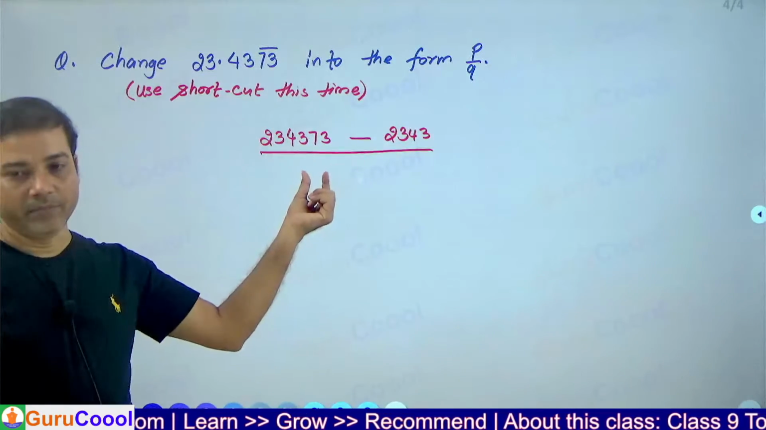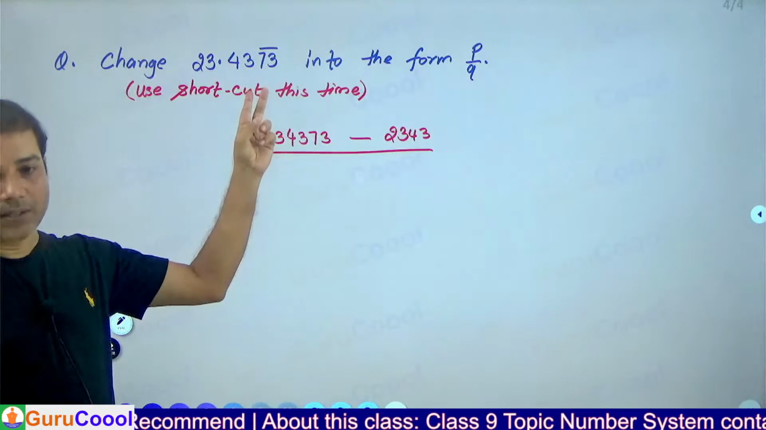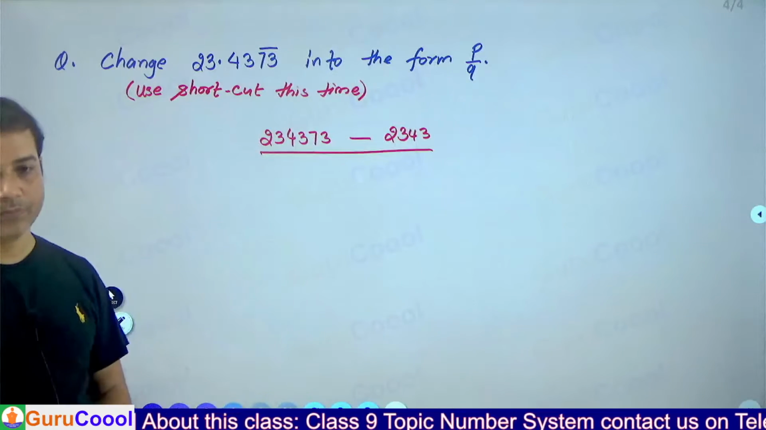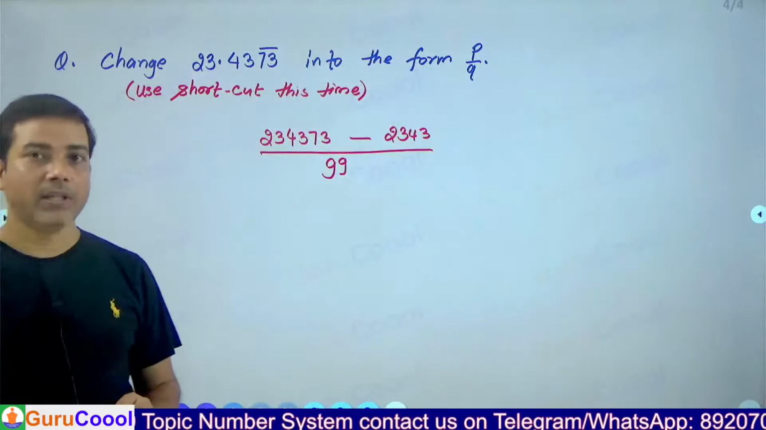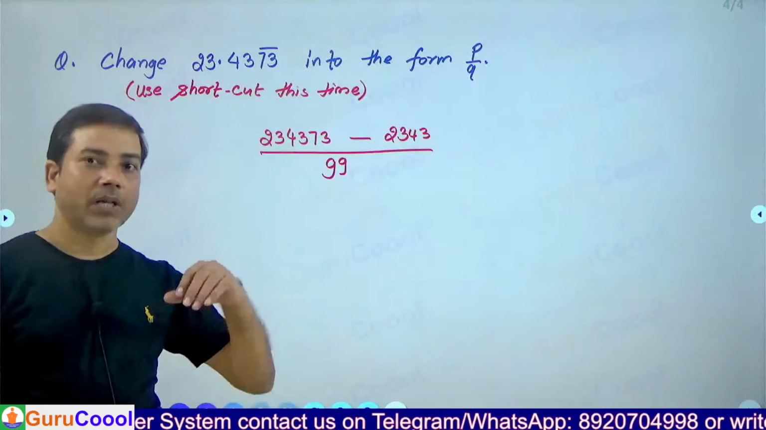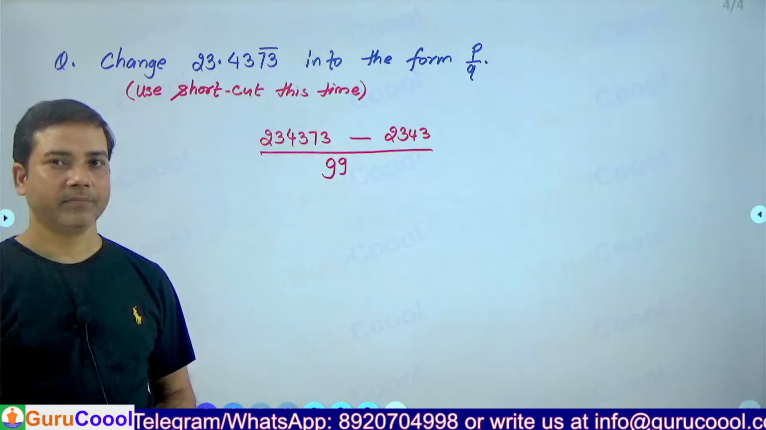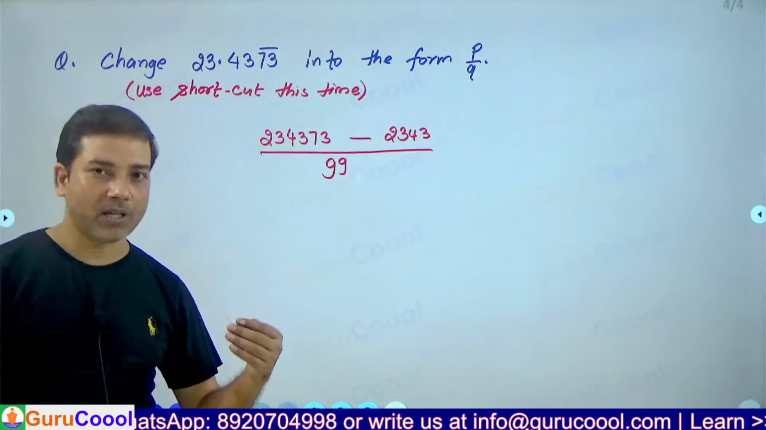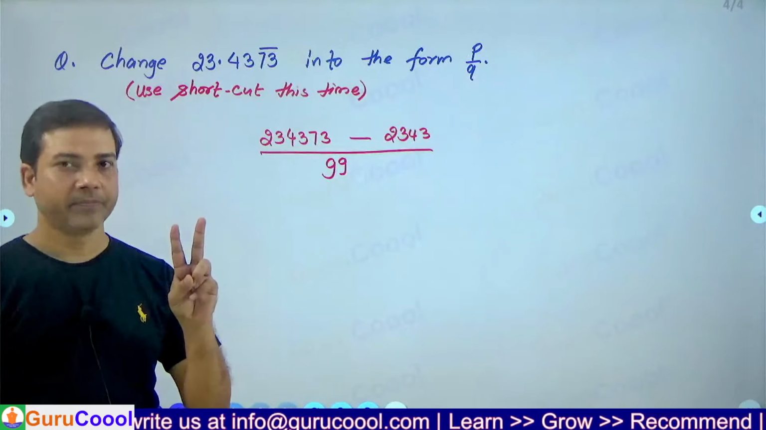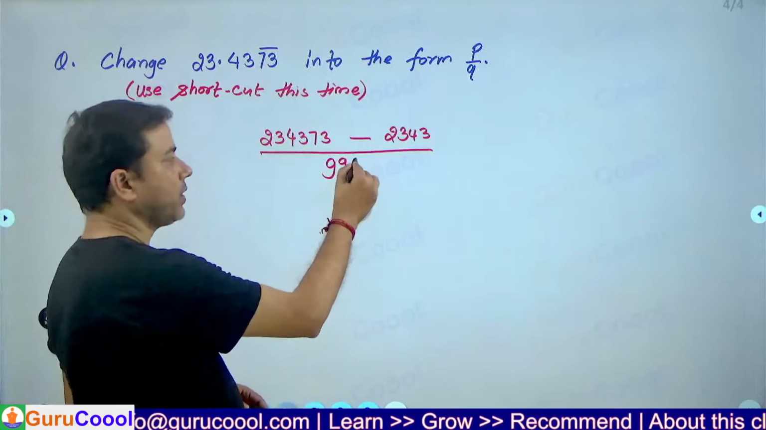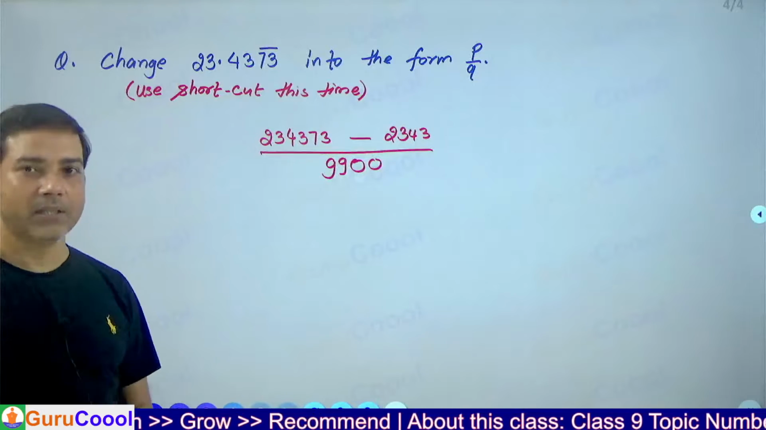In the denominator, write 9 as many times as digits with bar sign. How many? 2. 2 nines. Write 9 2 times. Now see how many digits on the right side of decimal without bar sign. 43. 2 digits. So we have to put 2 zeros here. Done. Now do the calculation and you'll get the result.